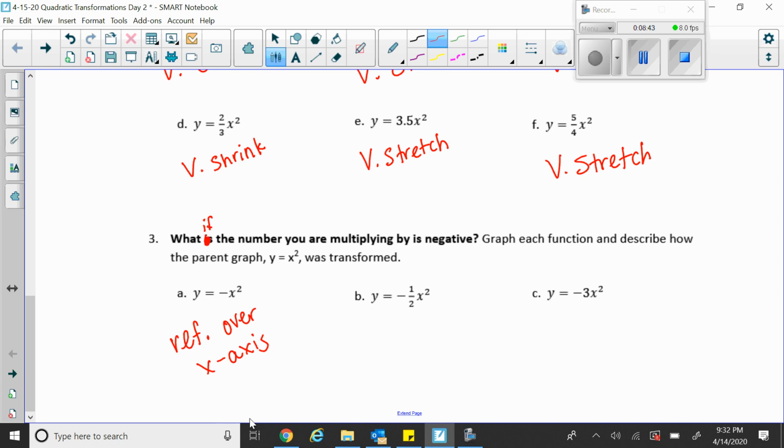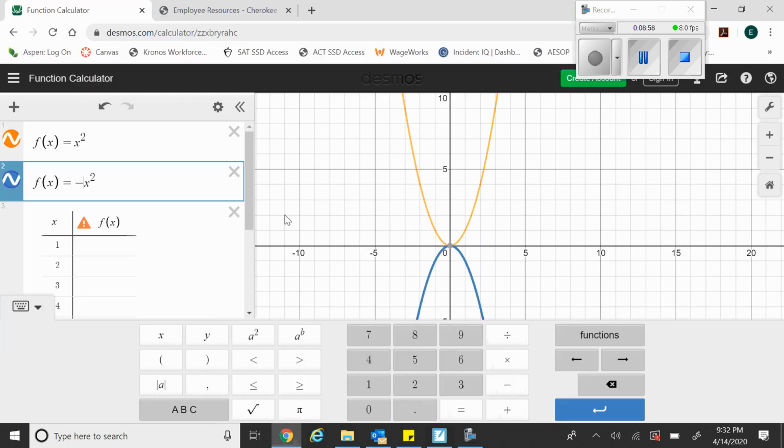Okay? So what if on B and C, what if it's a negative and a number? Okay? So let's go back to that 1/2 x squared. This one's negative 1/2 x squared. So let me get rid of that negative real fast. I'll show you something.